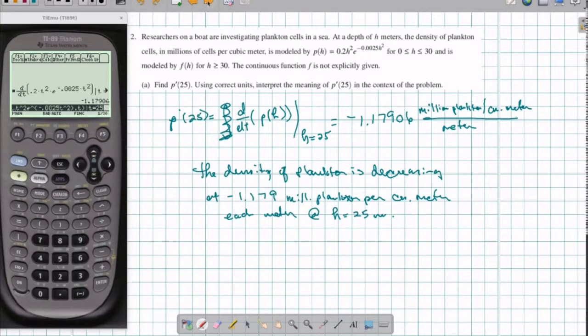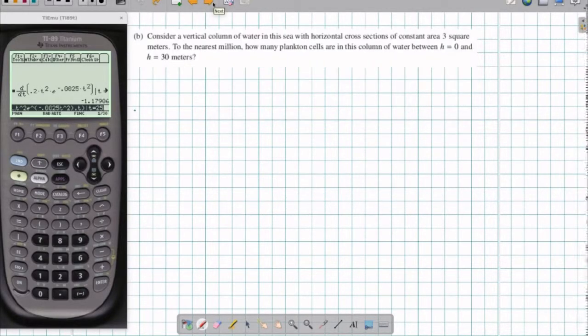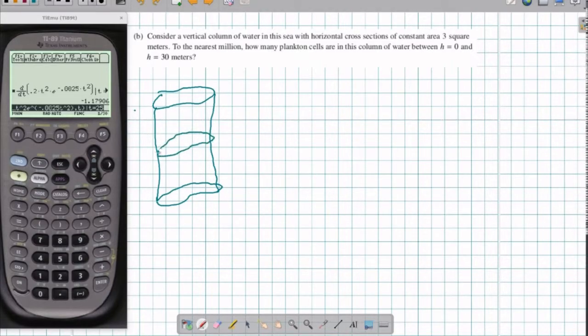So now moving on to part B. On part B it says, consider a vertical column of water in the sea with horizontal cross-section of constant area 3 square meters. To the nearest million, how many plankton cells are in this column of water? So I have some column of water. I have no idea what the shape is, but I know that if I take any cross-section of this, the area is 3.